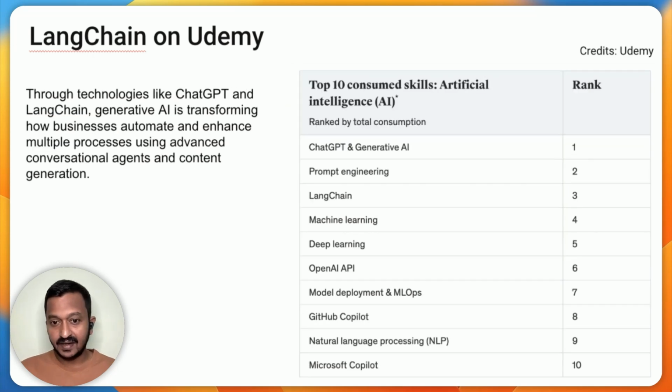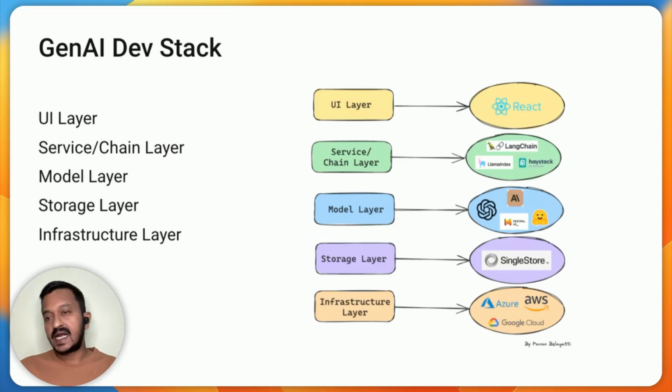And again, through technologies like ChatGPT and LangChain, generative AI is transforming how businesses automate and enhance multiple processes using advanced conversational agents and content generation. Here again, in the top 10 consumed skills in artificial intelligence, LangChain comes in at the third position. This is again from Udemy's recent report. So, yeah, let's understand where exactly LangChain sits in the generative AI dev stack.